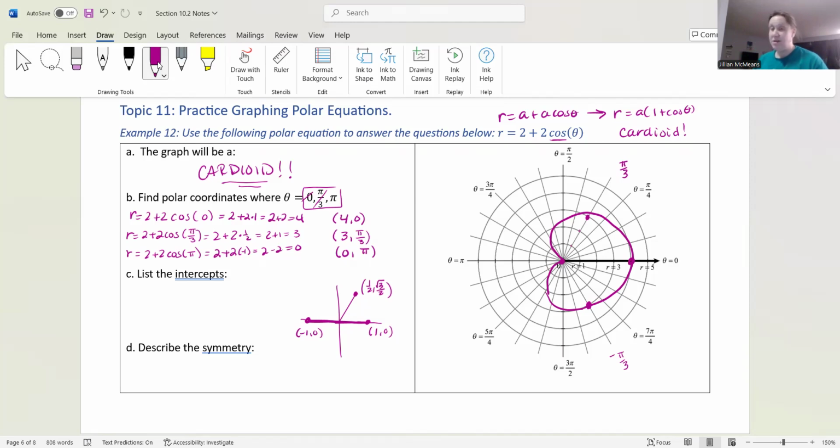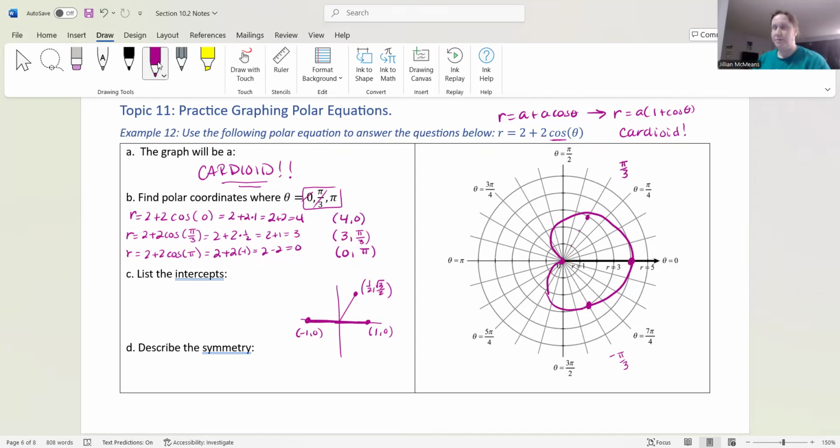Now, one of the questions here says list the intercepts. I only put this here just so you could understand that when we're in the rectangular world, we have x and y intercepts. So when you're looking for an x-intercept, you replace y with 0, and then you solve for x. If you're looking for a y-intercept, you replace x with 0 and you solve for y. Same thing kind of works here. You could do that with r and theta.